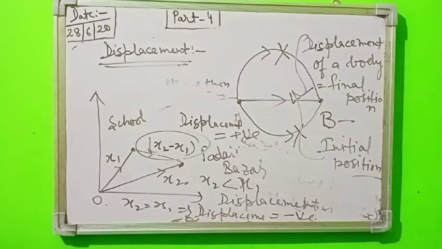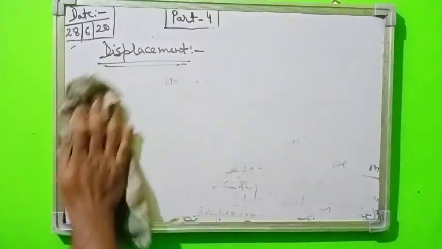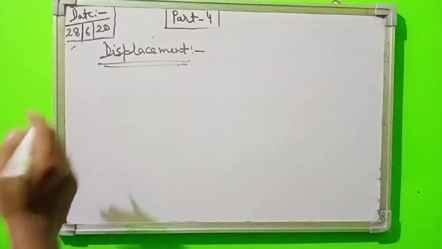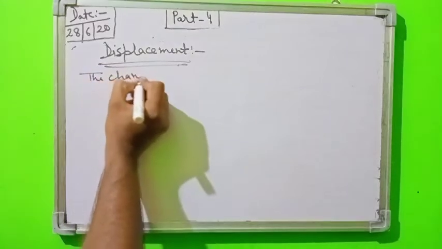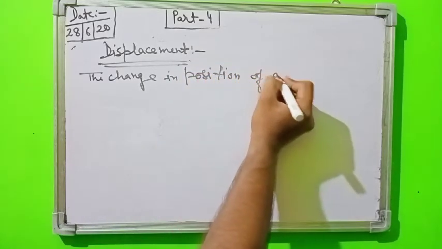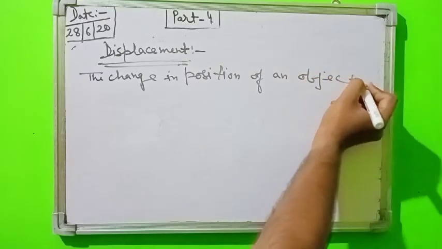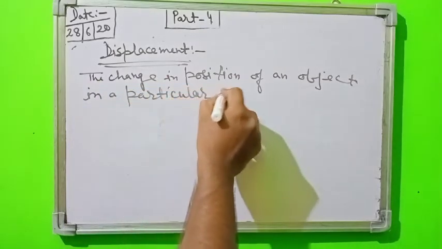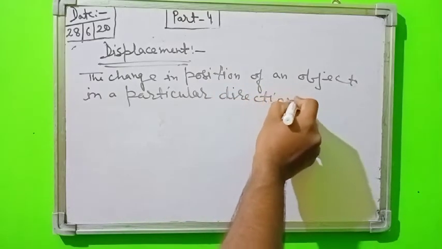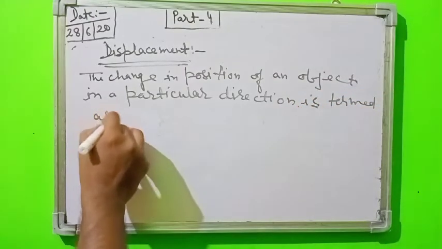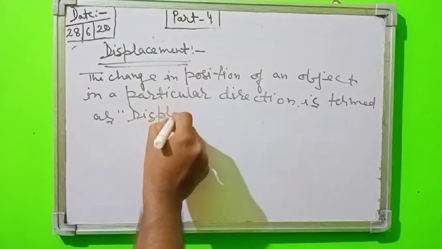In a nutshell, we can write that the change in position of an object in a particular direction is termed as displacement.